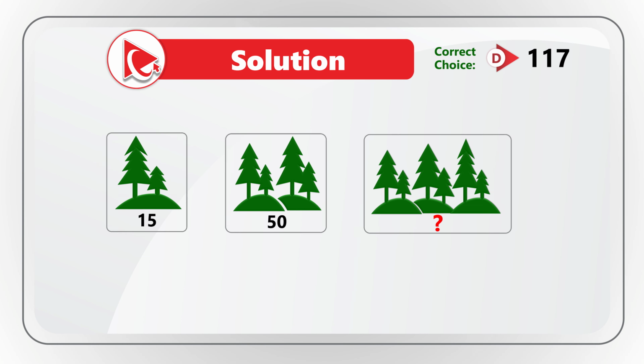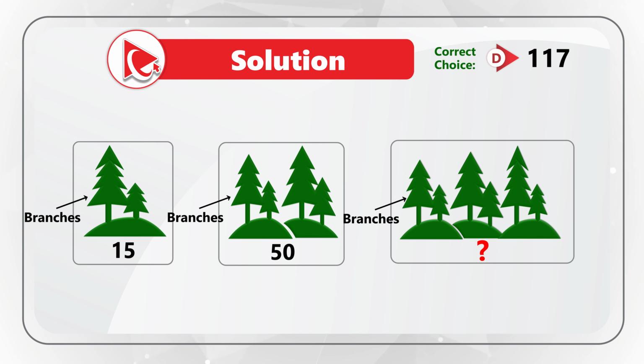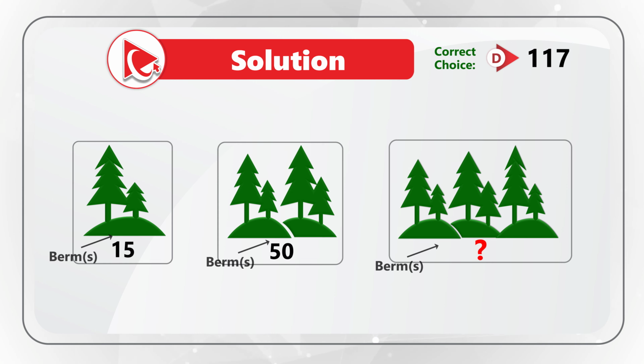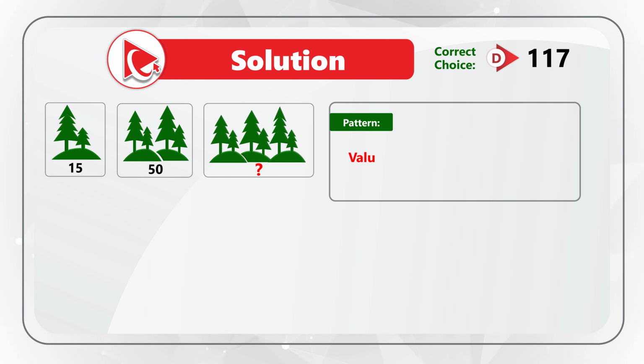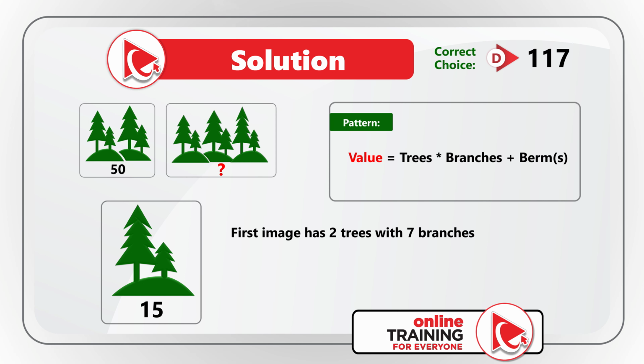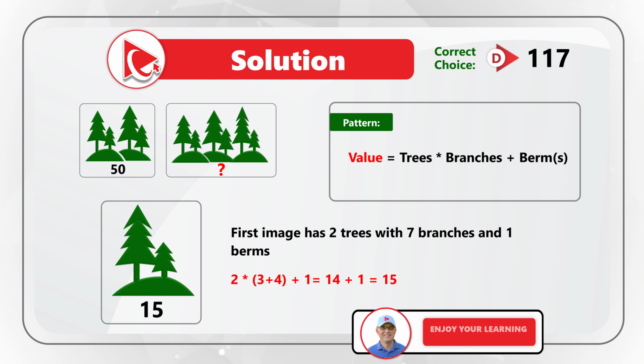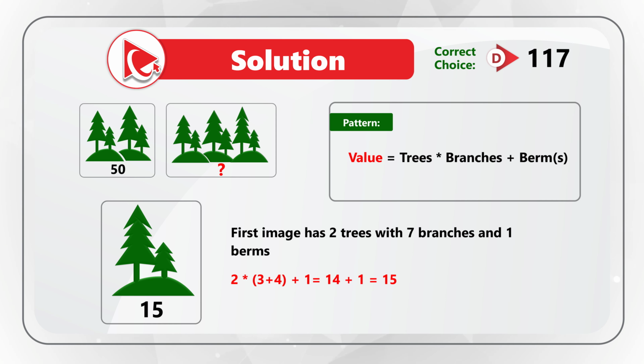If you take a close look at the images, you will see that each image contains trees, each tree contains a certain number of branches, and trees are placed on the berms. The pattern is calculated as number of trees multiplied by number of branches on the trees, and you incrementally add the number of berms to calculate the number at the bottom. Let's look closely at each one of the images. First image has 2 trees with 7 branches and 1 berm, and the calculation would be 2 multiplied by (3 plus 4) plus 1, which would be an equivalent of 14 plus 1 equals 15.